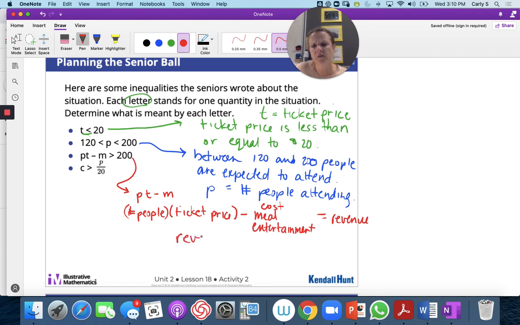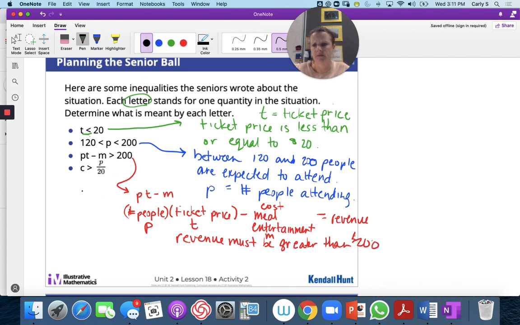So revenue must be greater than $200. Okay, the revenue must be greater than $200. The total amount collected from ticket sales in dollars minus the cost of meals and entertainment must be greater than or equal to $200. Okay, so that would be the number of people, the ticket price, and the cost of the meals, entertainment. All right, cool.